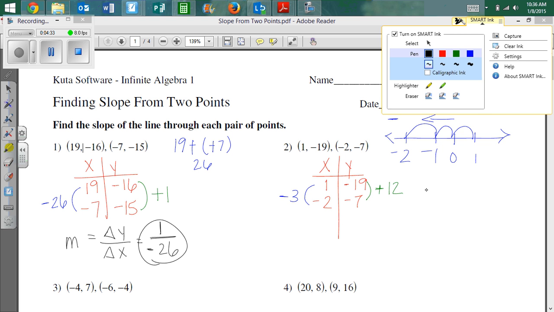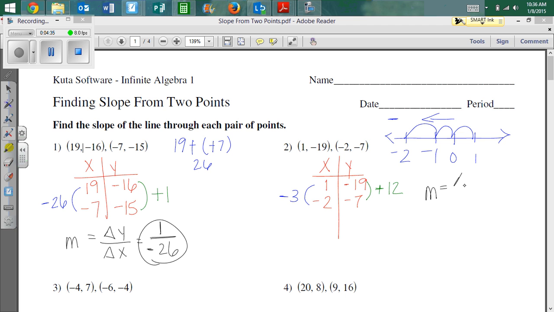So now I'm going to write my slope just like we did yesterday. m equals change in y over change in x. And my change in y was plus 12. And my change in x is minus 3. So now we need to simplify. Well, I have a positive divided by a negative. So I'm going to say that the answer to this is going to be a negative number, and 12 divided by 3 is 4. So in this case, m equals negative 4.